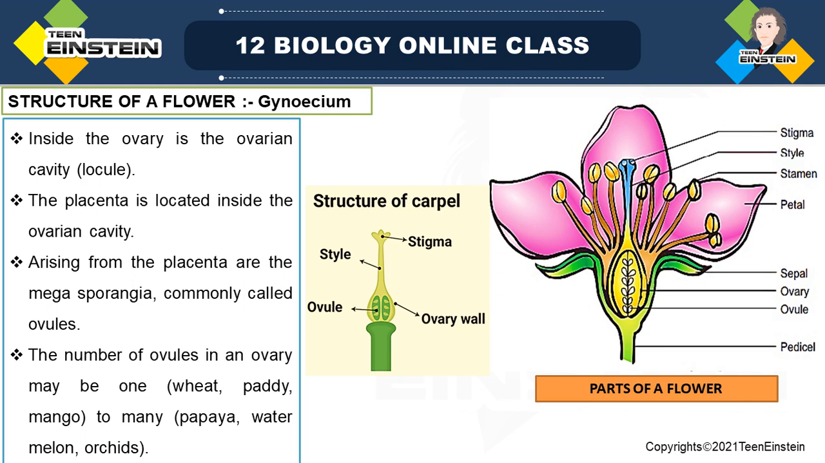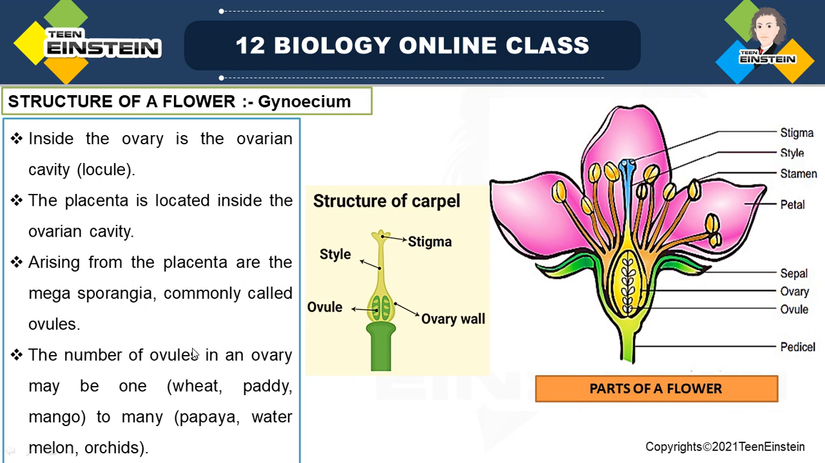So inside the ovary, it is the ovarian cavity or locule. The placenta is located inside the ovarian cavity, and arising from the placenta are the megasporangia. Megasporangia, or otherwise called ovule. Ovules are arising from the placenta. So from the placenta, megasporangia is arising. Megasporangia is commonly called ovule.